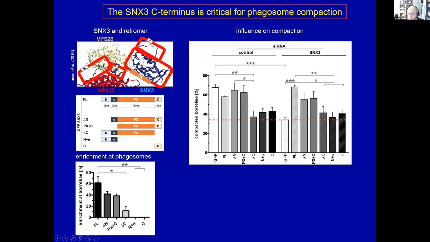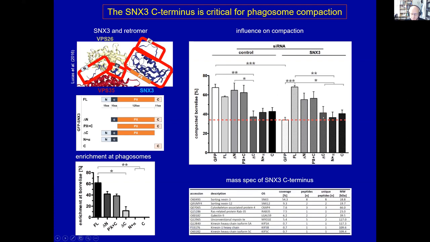However, as soon as you get rid of this tiny C-terminal portion, basically you get down to basic levels. So the C-terminus of SNCS3 is really important for both the localization at phagosomes and also the compaction of phagosomes. And what Matthias then did is he expressed solely the SNCS3 C-terminus and fished for binding partners in lysates of primary human macrophages.